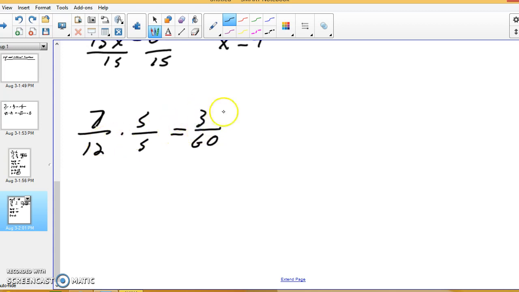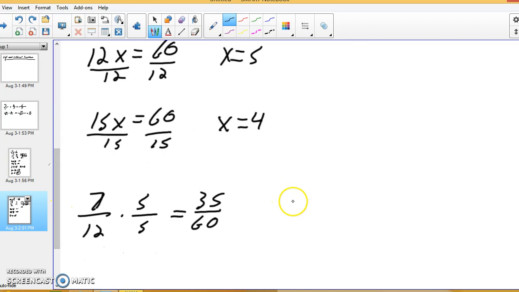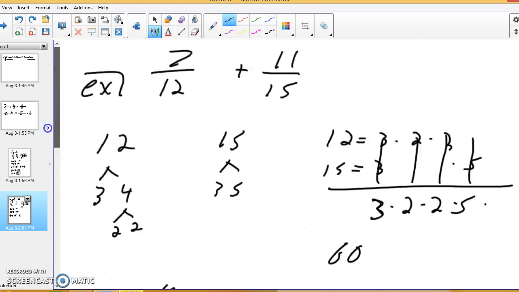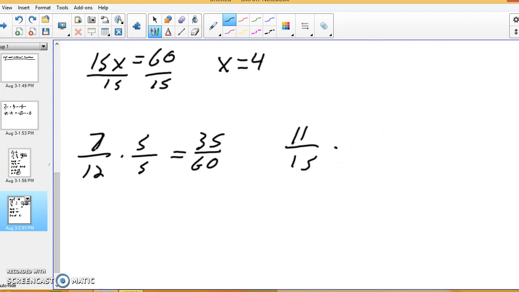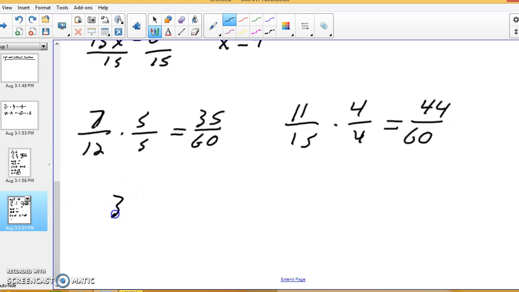Again, multiplying fractions straight across. Same thing with 11 over 15. Well, 15 needs to be multiplied by 4 to give us our least common denominator, 60. Then 11 needs to be multiplied by 4. Straight across, that's 44. So now we have 35 over 60 plus 44 over 60.